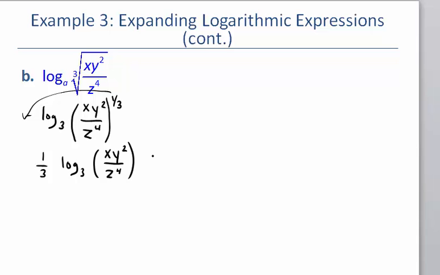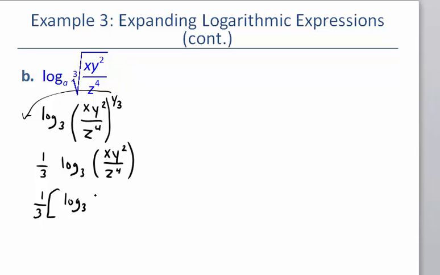Now let's consider what is in parentheses. We have two things that are multiplied together on the top, and then we have a division for the z to the 4th. And so we're going to use a combination of the first two properties to expand out that parenthesis. So I'm going to write the 1/3, and then I'm going to put a bracket because the 1/3 is going to apply to everything that I'm about to do. And then I'm going to expand inside that parenthesis.